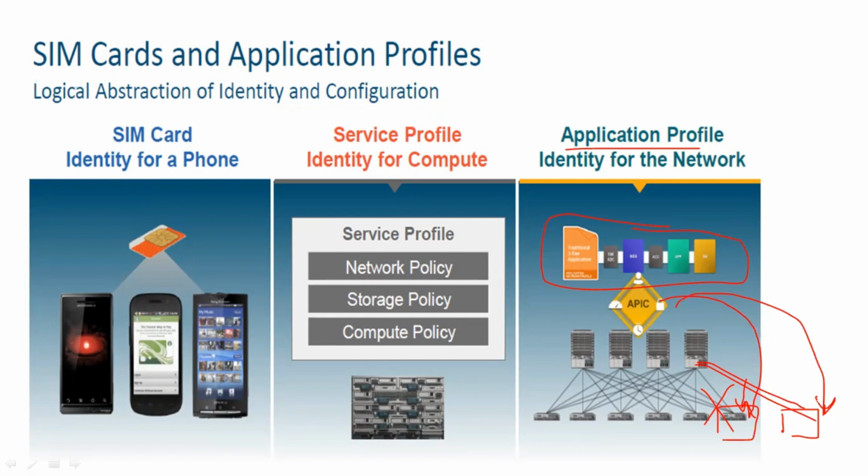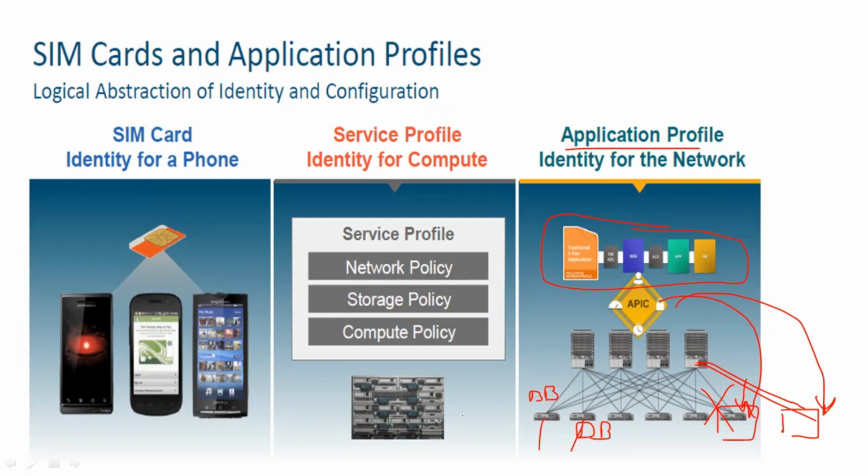So the application profile gives the identity to your network. It means each leaf has its own policy. The other thing is you can clone the policy. Say this is your DB leaf, and this is also your database leaf. It means all the servers connected to leaf 1 and leaf 2 have the same set of policy.